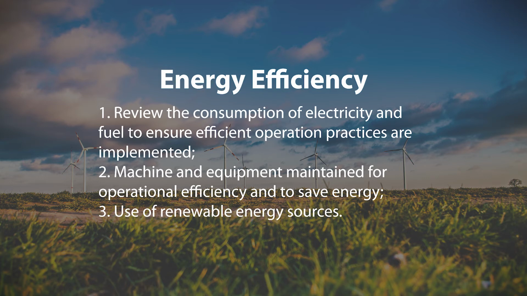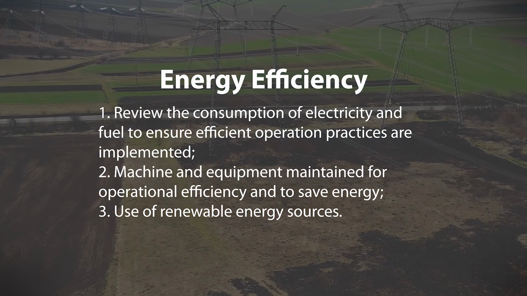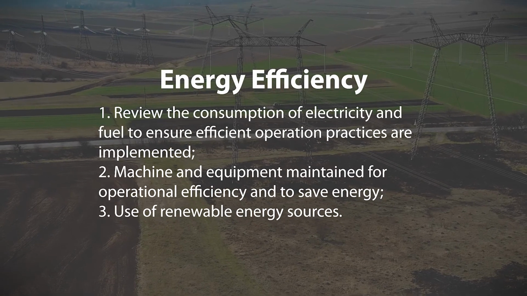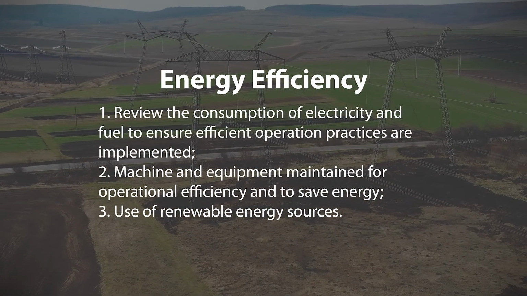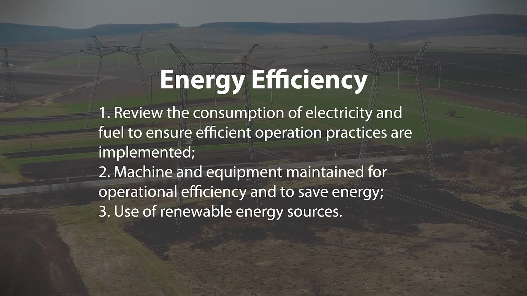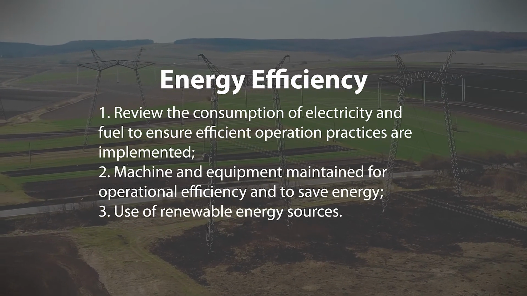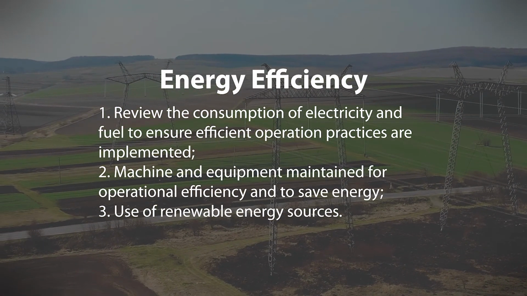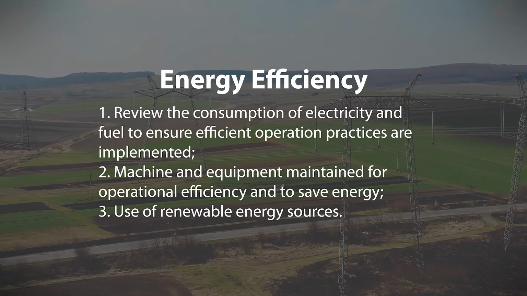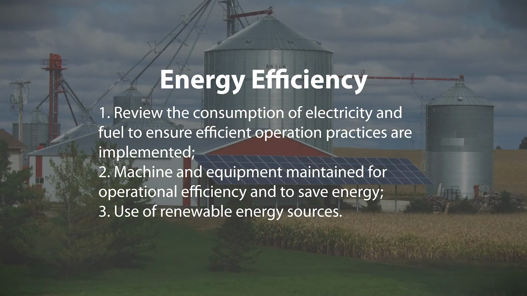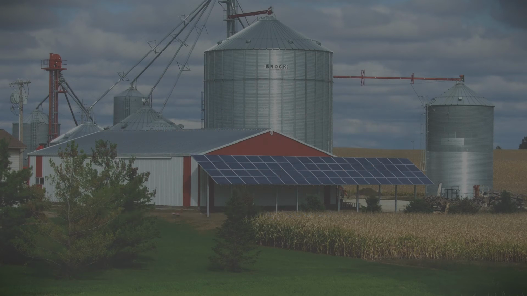Energy efficiency. Electricity in farm operations has become an expensive cost of production. It is important to monitor and review the consumption of electricity and fuel to ensure that efficient operation practices are being implemented. Frequent maintenance of machines and equipment can help operational efficiency and save energy. If possible, farms can consider the use of renewable energy sources such as solar, wind, and biomass.